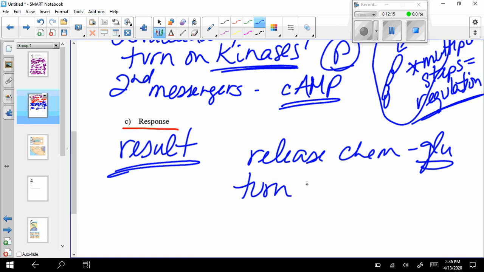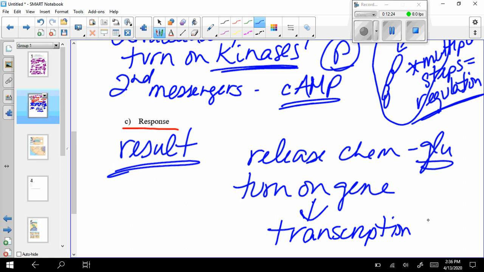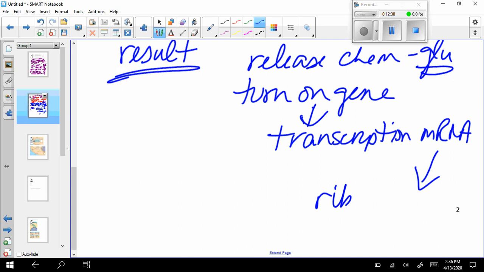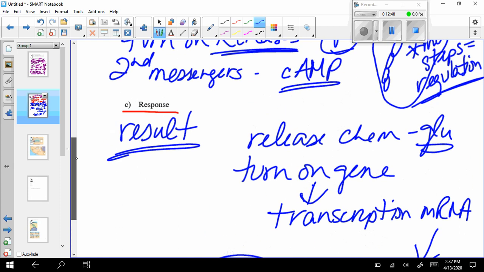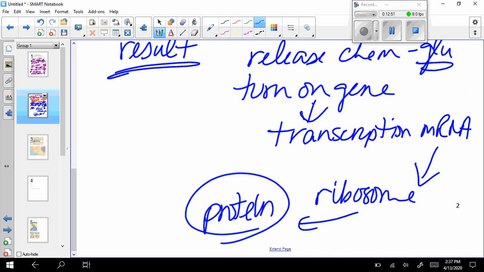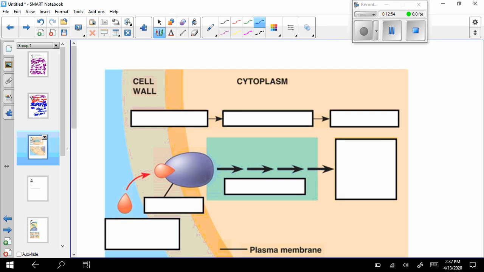Or maybe you are going to turn on a gene. And if you turn on a gene, you're going to do transcription, which means you're going to make messenger RNA. And that messenger RNA is going to go out to a ribosome, and it is going to make a protein. So that response is to make the protein that your body needs. Basically, you've got all this DNA with like a million directions to make so many different proteins, but you only make proteins when you're signaled. So the result of the signal transduction pathway is to turn on that gene and make that specific protein that your cell needs.